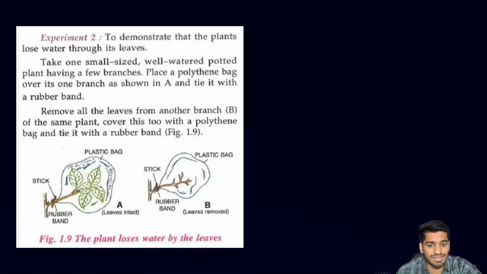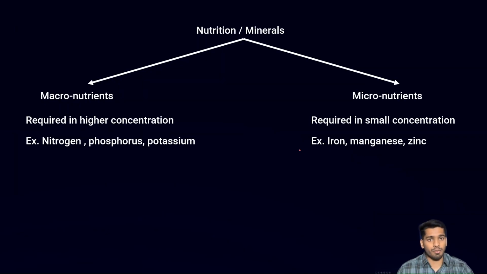The plant which has leaves, the inside layer of the polythene bag is going to have some water vapors. And the other plant is going to prove that if there are no leaves, there is no transpiration, there is no evaporation of water. So the plastic bag is not going to have any kind of water. So this is how we understood that the leaves are the organ, or the structure, through which the water is evaporating. Now the last topic is going to be nutrition as well as minerals.